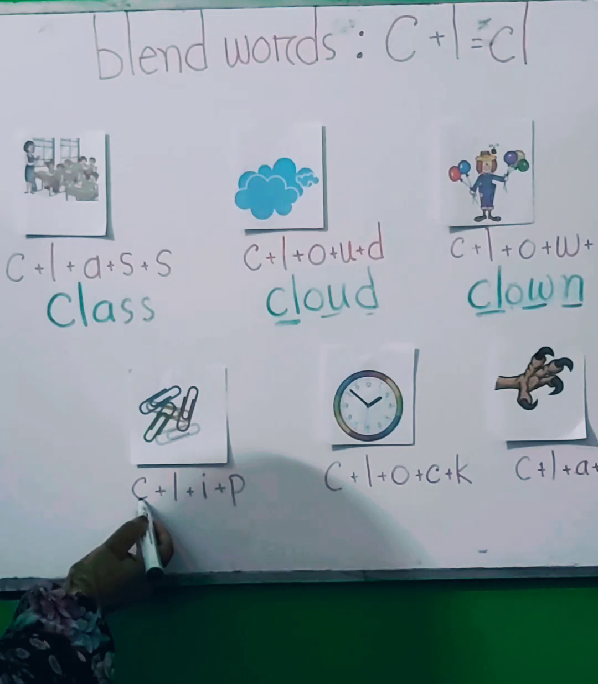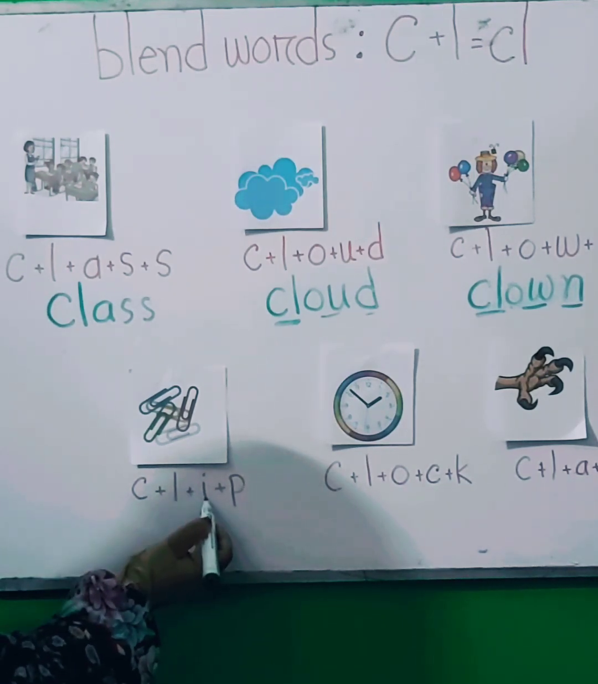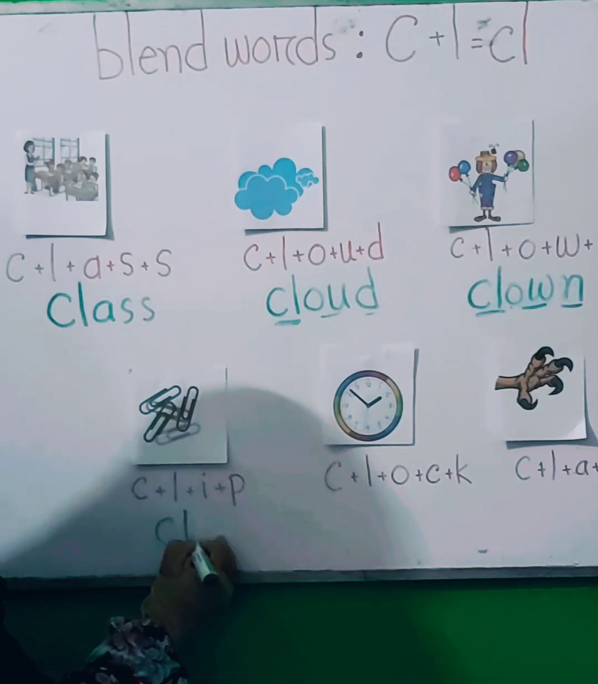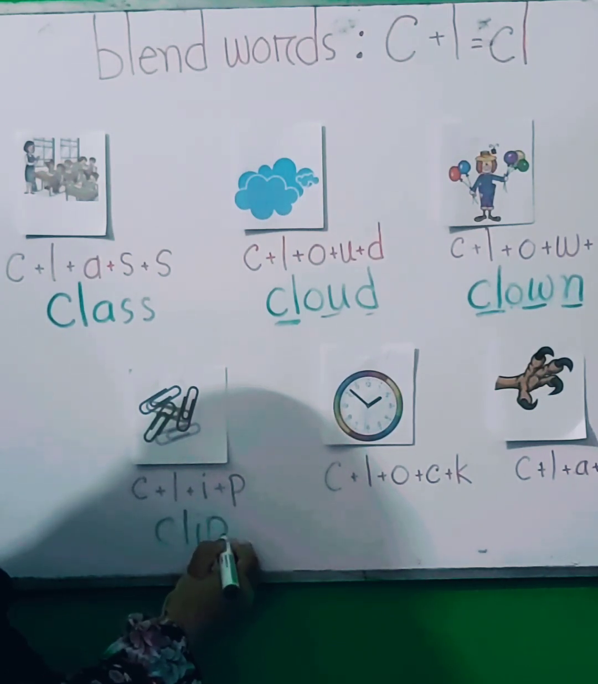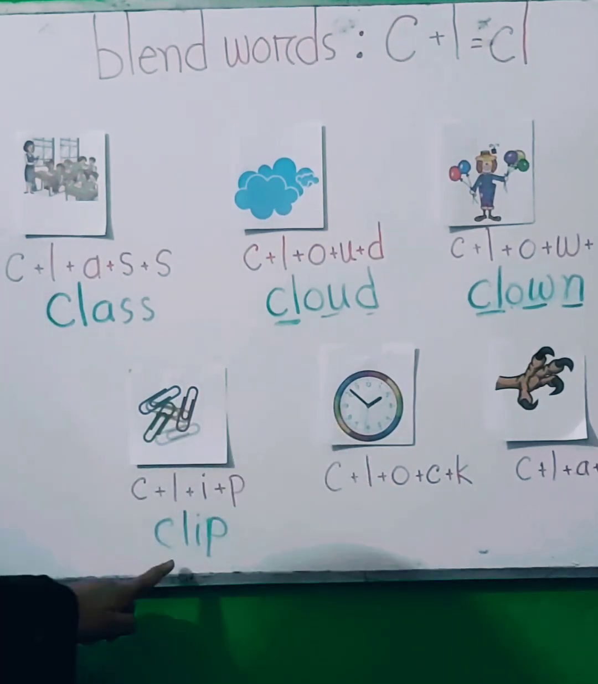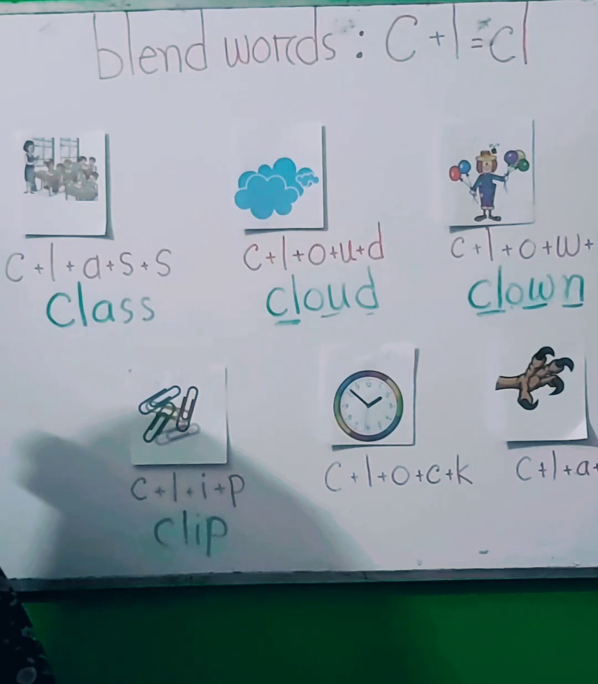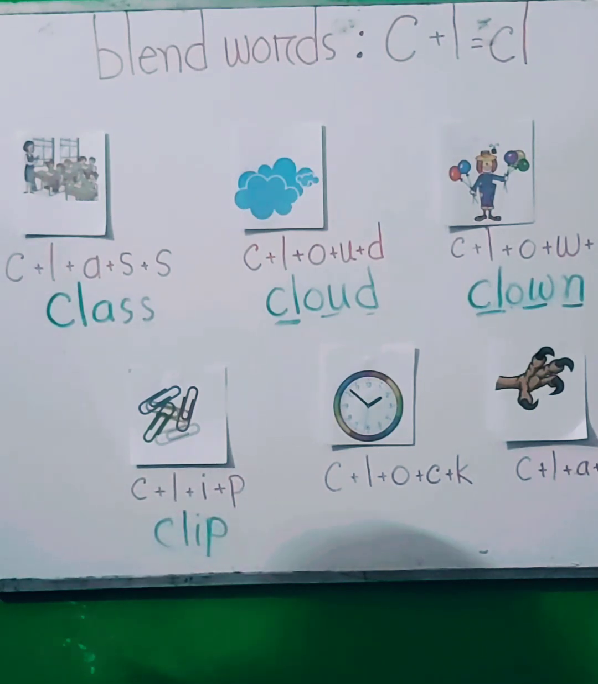What is this? C. What is this? L. What is this? I. P. Okay, let's make the word with these letters. Clip. Clip. Clip. Clip.